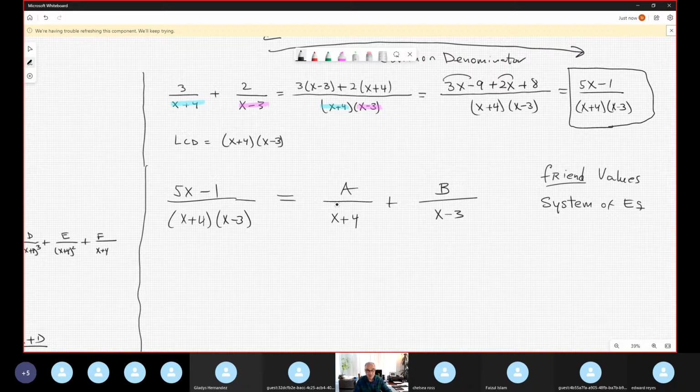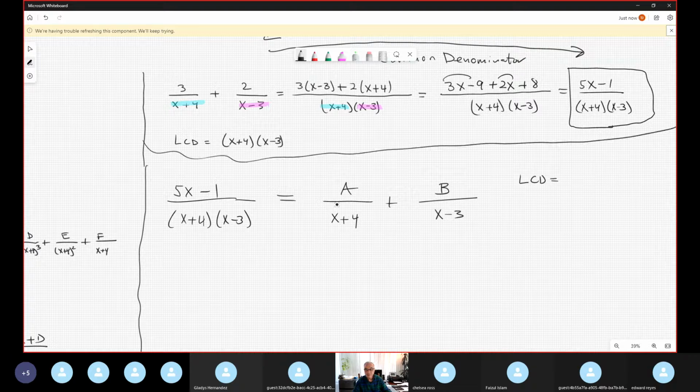Okay, so now what should I do? Well, first of all, you find the LCD. LCD I did before, no? Okay, but I suppose that I don't know that part. LCD is x plus 4 times x minus 3. And you multiply the entire expression by the LCD. It's obvious that on the left-hand side, stays alive only 5x minus 1, because these cancel out with this, and these cancel out with that.